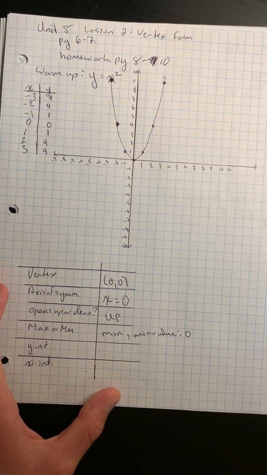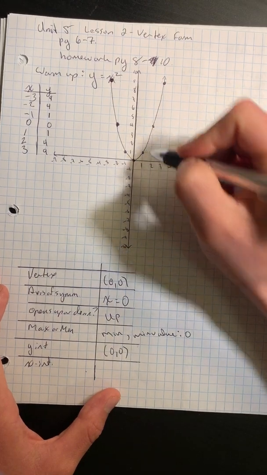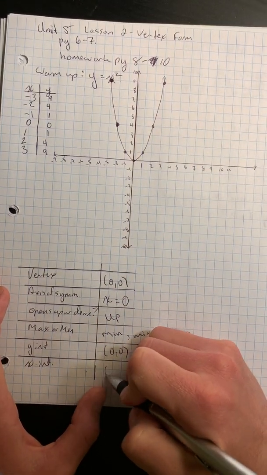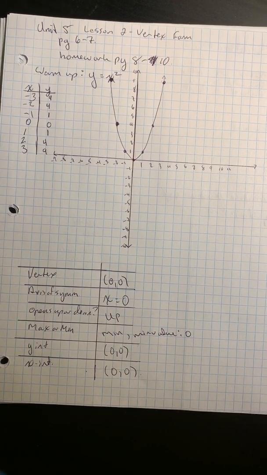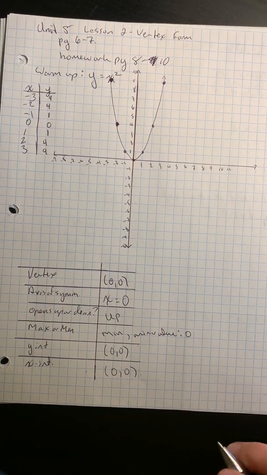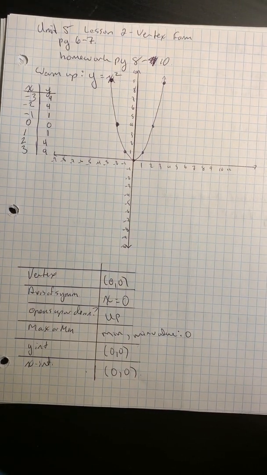Okay. In this case, what's the y-intercept? Well, it's 0, 0. That's where it intercepts the y-axis. And what's our x-intercept? There's only 1, and it's also 0, 0. Okay. So that's just a little warm-up. It actually only took barely half a page on the note, but I just spread it out here because my writing's a little bit bigger, and I was doing it on graph paper.